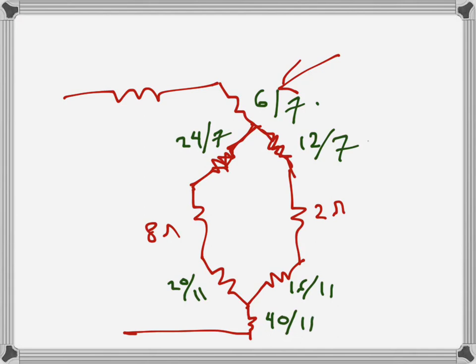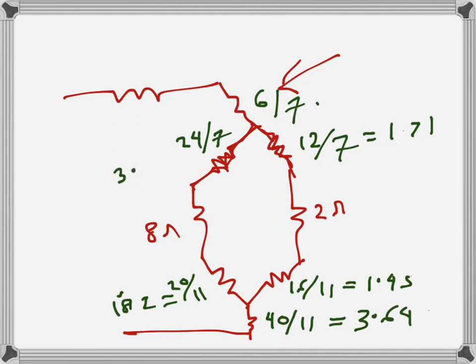So I will write the equivalent decimal values. So this is 1.45, 3.64, 40 over 11, and 20 over 11 is 1.82, this value. And here we have 12 divided by 7, that's 1.71. 24 divided by 7 is 3.43. 6 over 7 is 0.86. So these are the resistance values in decimal.